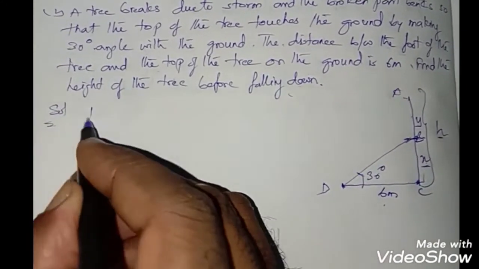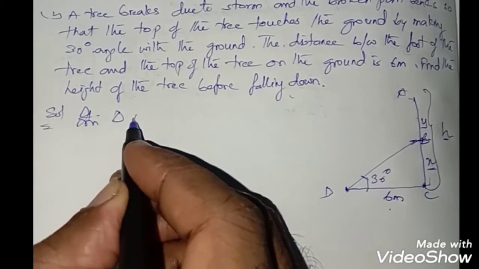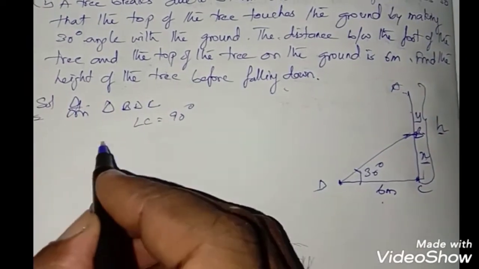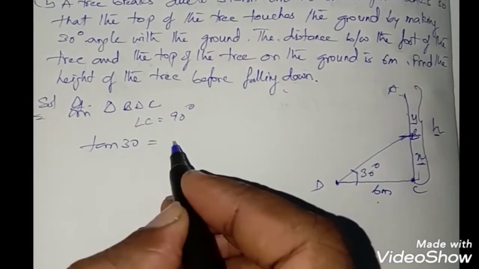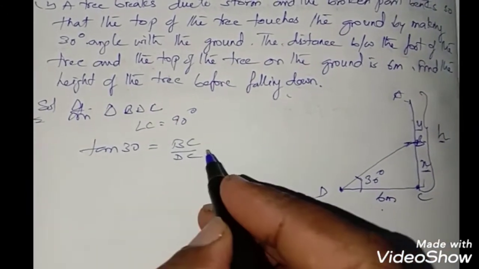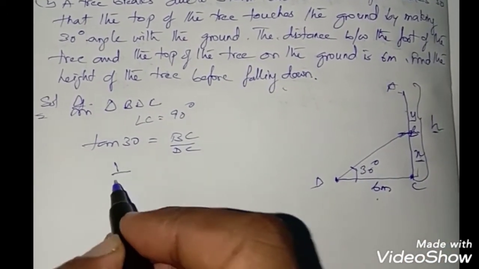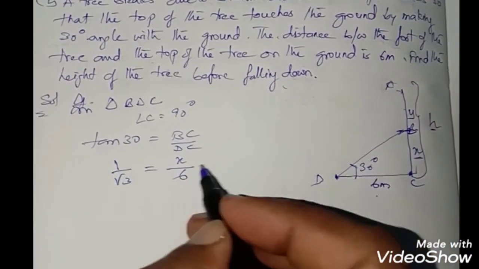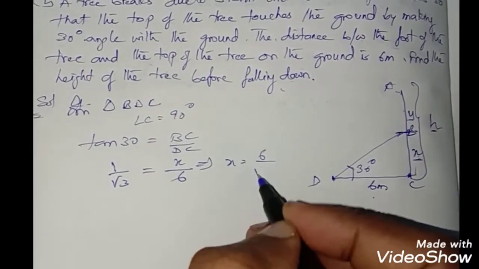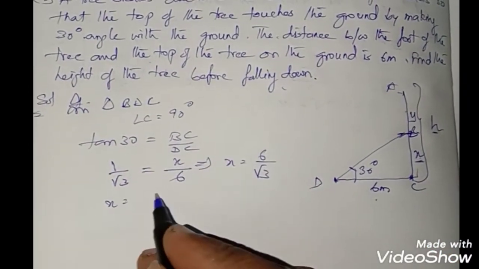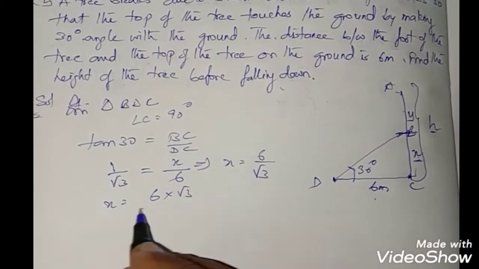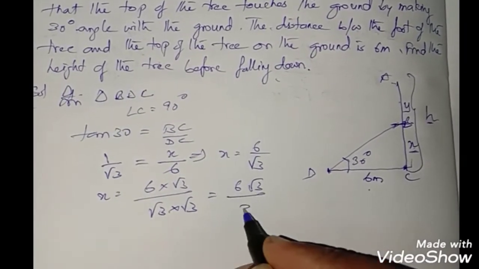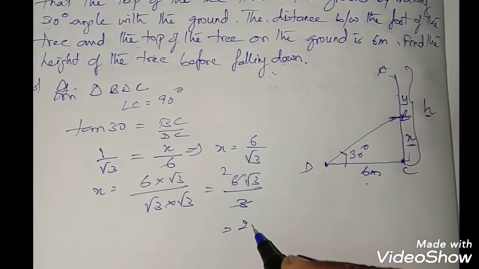In triangle BDC, angle C is equal to 90 degrees. So we can say tan 30 is equal to BC by DC. Tan 30 value is 1 by root 3, BC is not given so X, and DC is 6. If I cross multiply, X is equal to 6 by root 3. Now rationalize with root 3: 6 root 3 by root 3 into root 3, so you get 6 root 3 divided by 3. If I cancel, you will get 2 root 3.